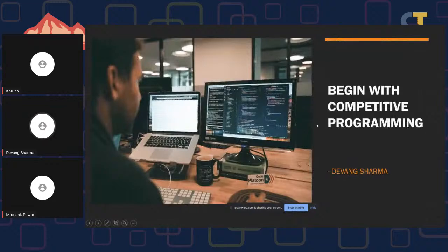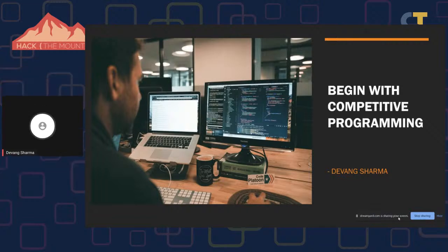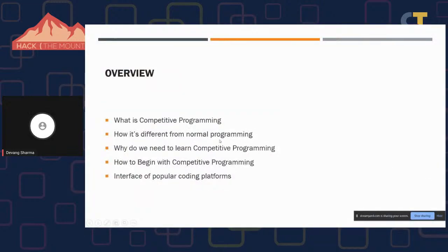So let's start with the session. We will be discussing beginning with competitive programming and what competitive programming is. Basically, we will cover all of those things in this session. So let's start with the presentation. Overview: let's discuss all the topics we are going to cover in this session, and what you will get to know about competitive programming and how to start with it.